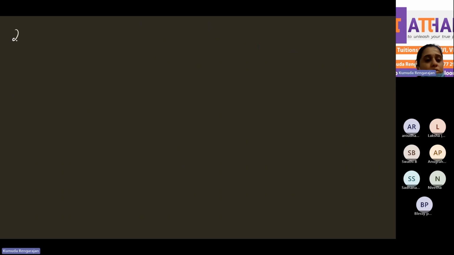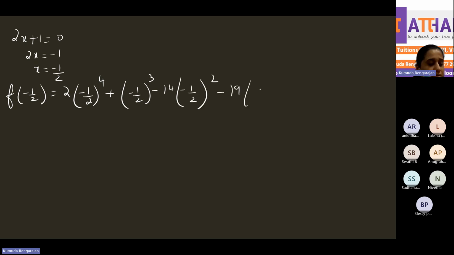Okay. So 2x plus 1 is equal to 0. 2x is equal to minus 1. X is equal to minus 1 by 2. Now we need to find f of minus 1 by 2. We need to check if f of x is divisible by 2x plus 1. So find f of half. So 2 into minus 1 by 2 to the power 4 plus minus 1 by 2 the whole cubed minus 14 into minus 1 by 2 the whole squared minus 19 into minus 1 by 2 minus 6. Correct?